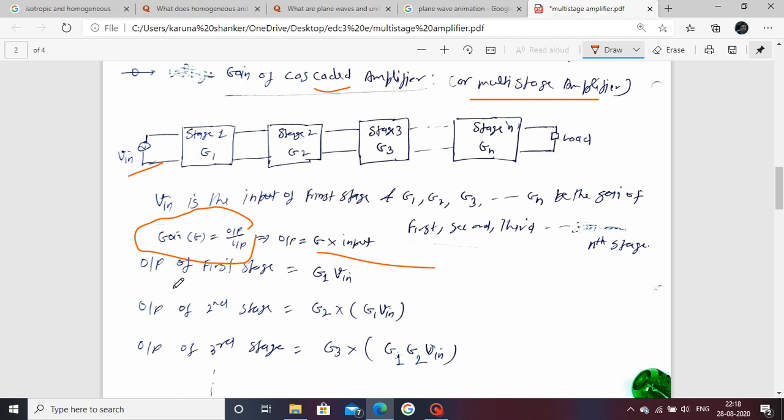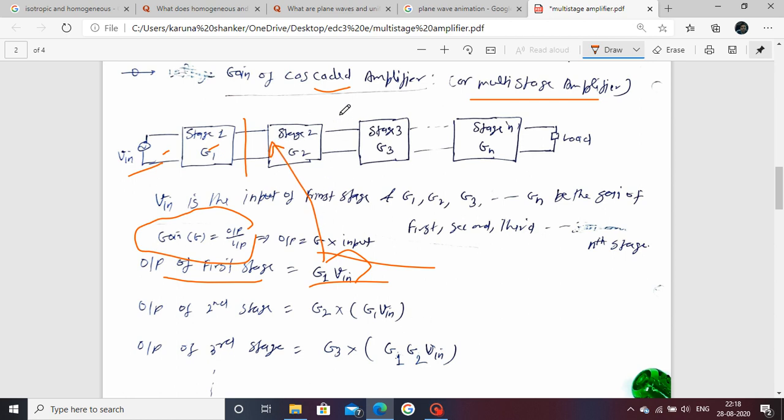Here you should see the output of the first stage. How do we calculate it? Gain multiplied by input. Here the gain of the first stage is G1 and the input is Vin. Then the output comes as G1 times Vin. Next, this output is used as the input to the second stage.